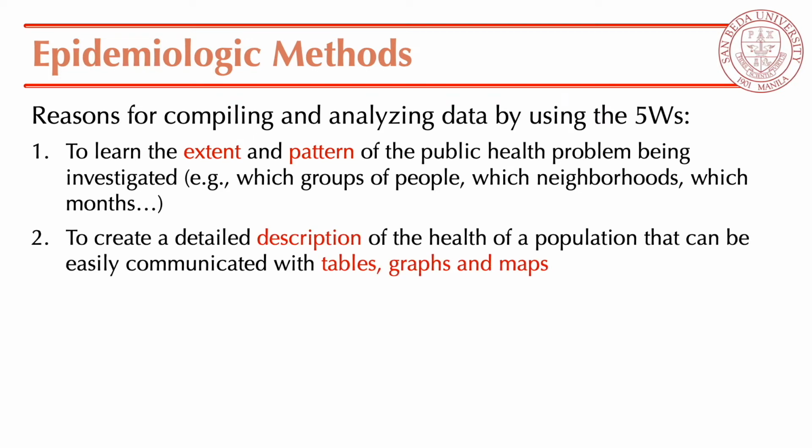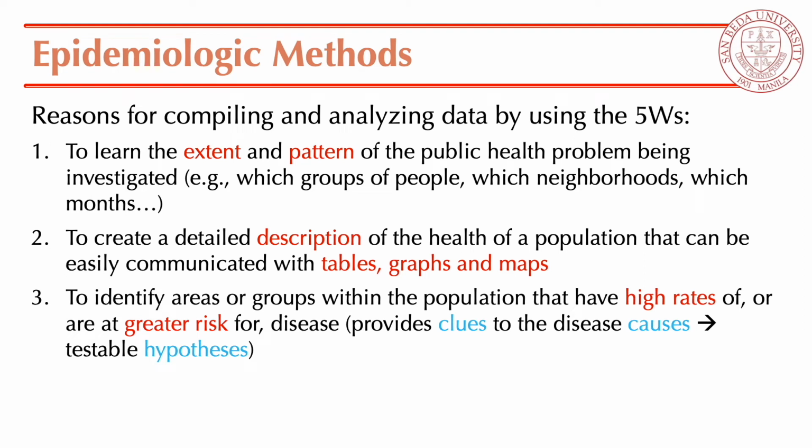Next is, we want to create a detailed description of the health of a population that can be easily communicated with tables, graphs, and maps. I'll be talking more about this in the next video. And finally, we want to identify areas or groups within the population that have high rates of or are at greater risk for disease. Here, we basically take all the clues we have gathered about the disease, generate hypotheses about these clues, and test them to see if these clues or factors contribute to the causation of disease. So, the first 2 reasons illustrate what is done under descriptive epidemiology, while the last one illustrates what is done under analytic epidemiology. I will be discussing the distinction between the two next.